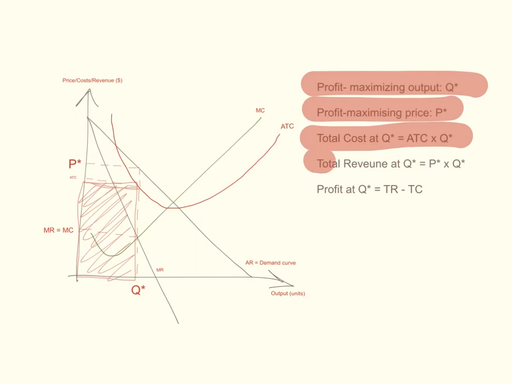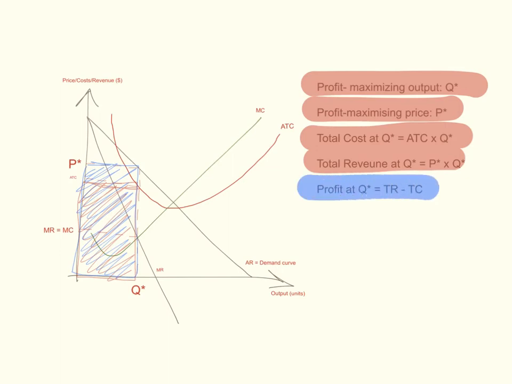The total revenue at Q star will be equal to this box here, from the price, this box here that I'm shading in blue. As you can see, the blue box is bigger than the pink or red box, and the difference is the profit. So profit at Q star is total revenue minus total cost.